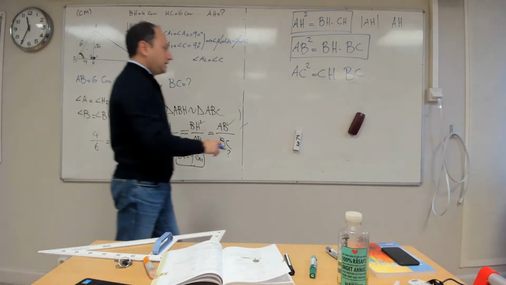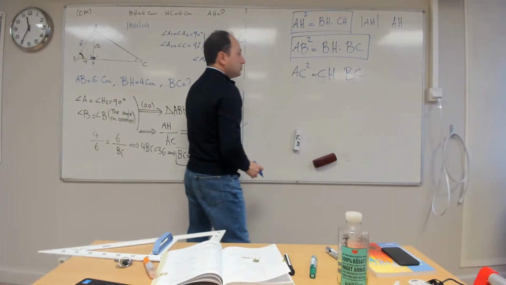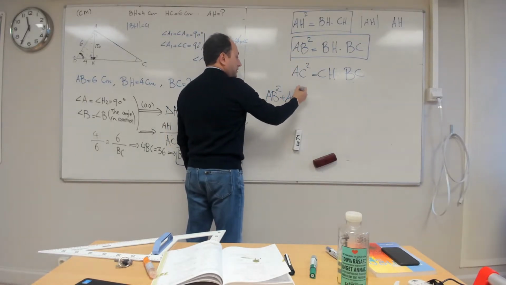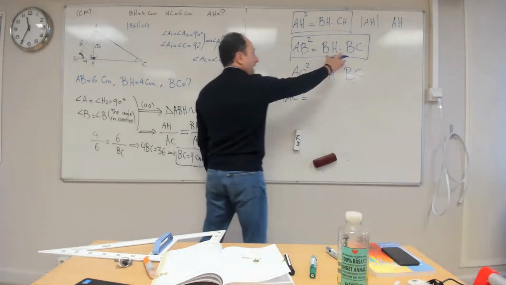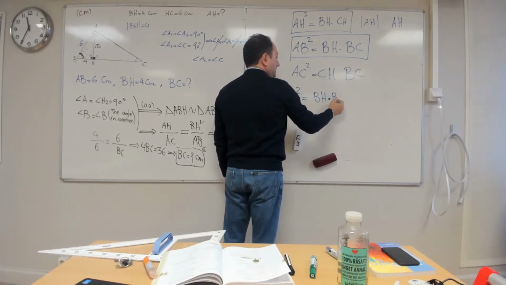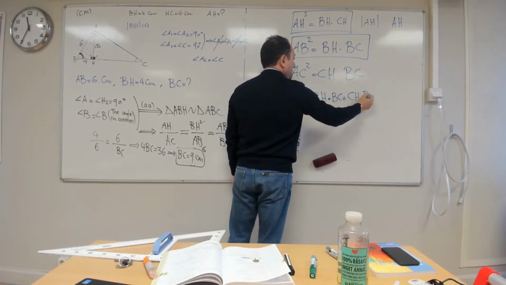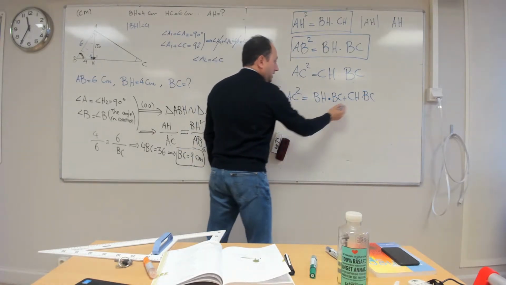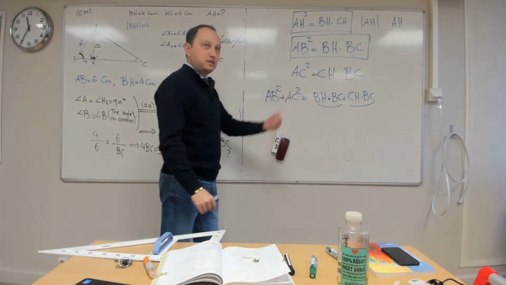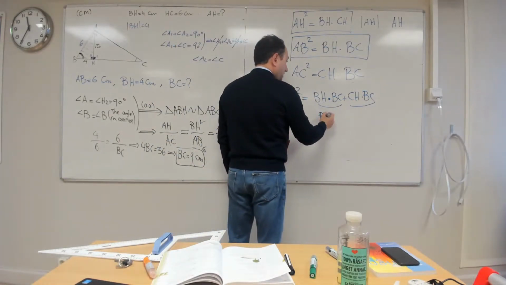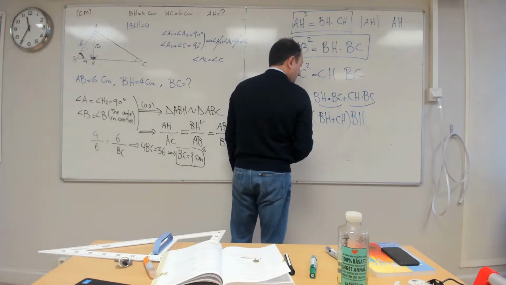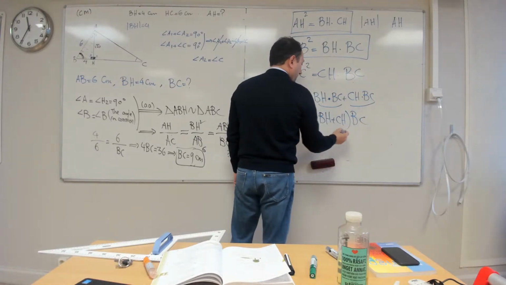But let me tell you something. Let us add these two together. AB squared plus AC squared, what happens? I add these two together. So BH multiplied by BC plus CH multiplied by BC. What can I do here in algebra? BC is a common factor, so I can factor it out. So it becomes BH plus CH times BC.